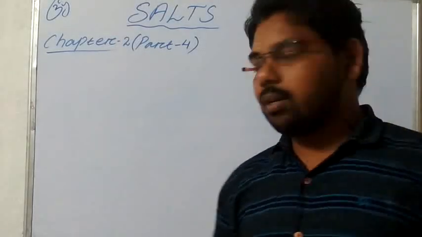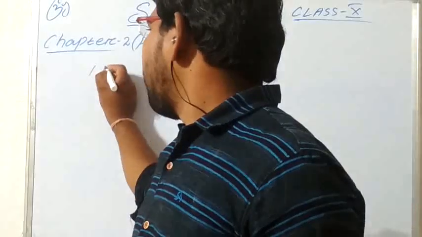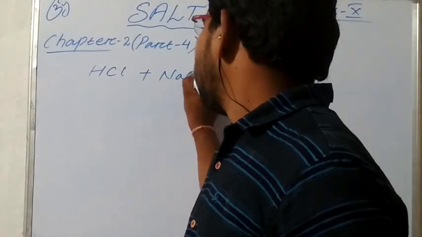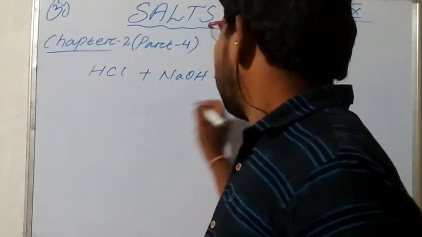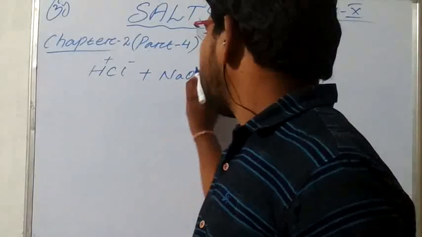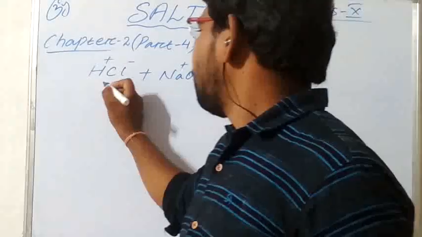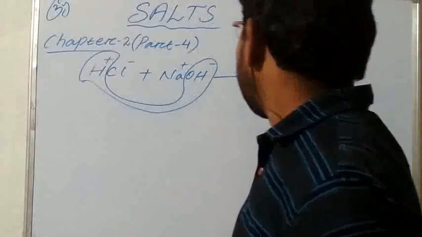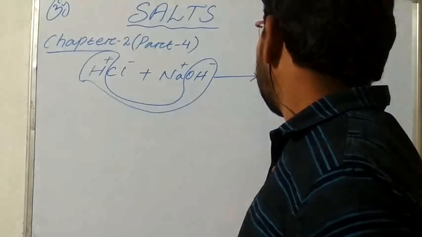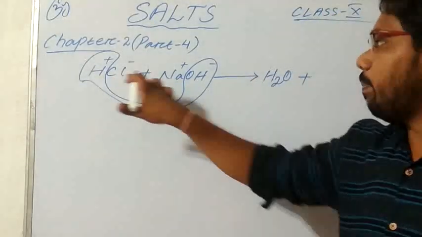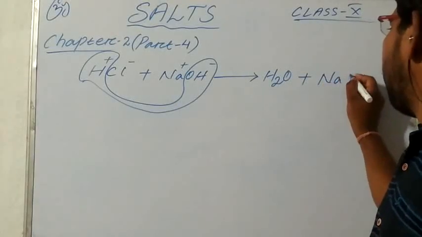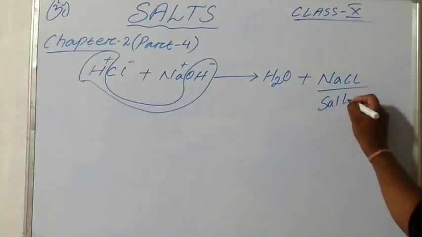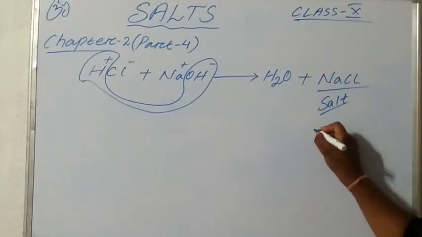Now let us discuss one example of how salt is formed. HCl is an acid and NaOH is a base. Here H plus ions and Cl minus ions are formed, and Na plus ions and OH minus ions are formed. H plus combines with OH minus to form water, H2O. Na plus and Cl minus combine to form NaCl. This NaCl is one example of salt, called sodium chloride.